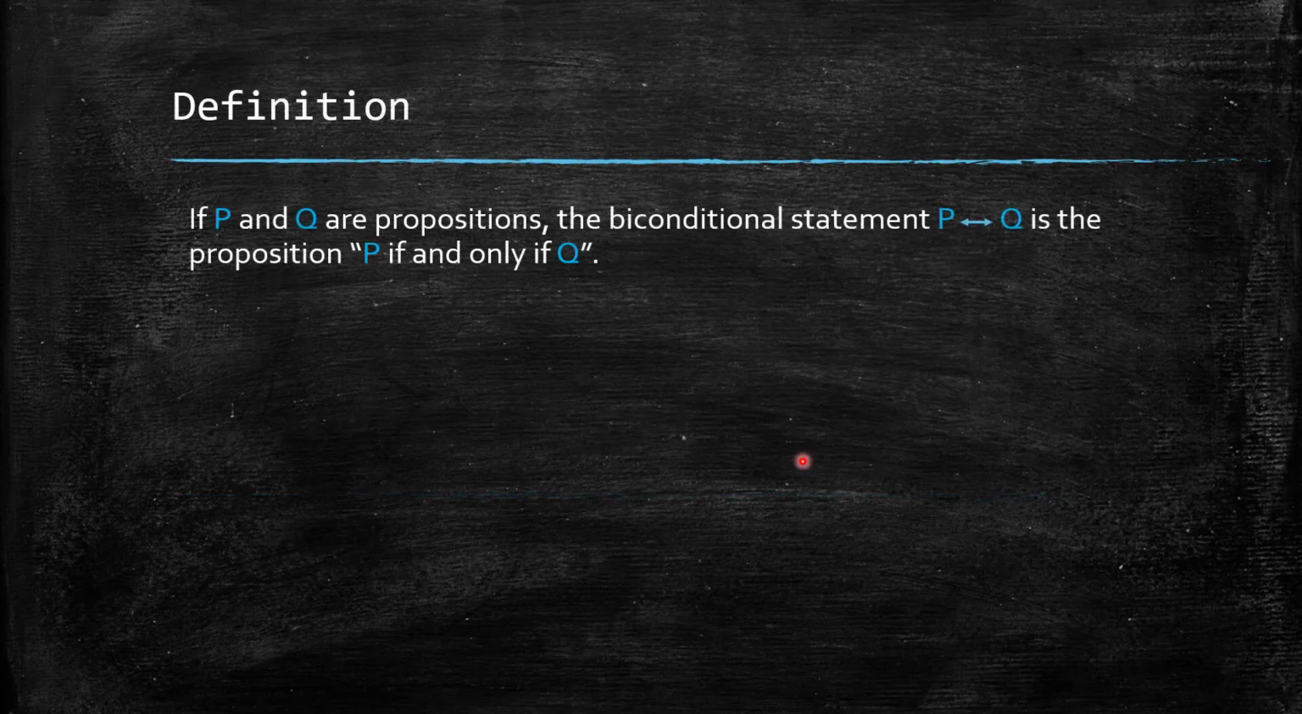Now, by definition, if P and Q are two propositions, then the biconditional statement, which we generally write with this double-direction arrow, is the proposition P if and only if Q. Okay, now this is important, this if and only if portion is important over here.